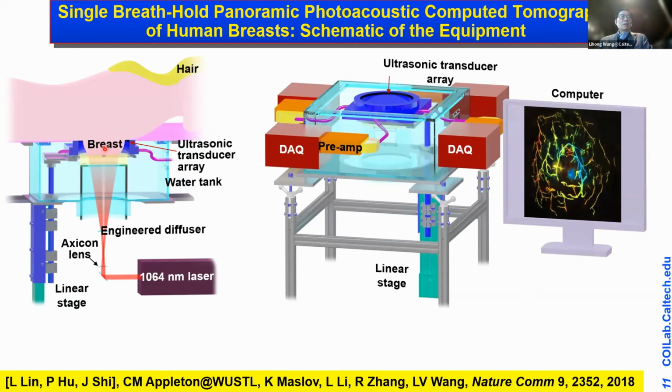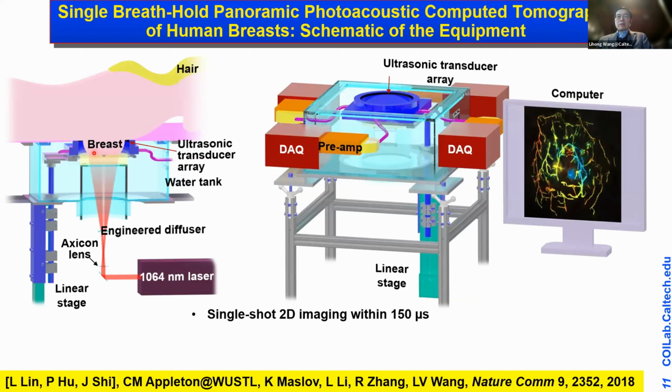compress the breast against the chest wall just to stabilize the breast, to minimize motion artifact, and to minimize the light delivery requirement. And we use 1064 nanometer light. This is a reasonably lower cost laser available commercially. Again, with a single laser shot, we can get a 2D cross-sectional image.